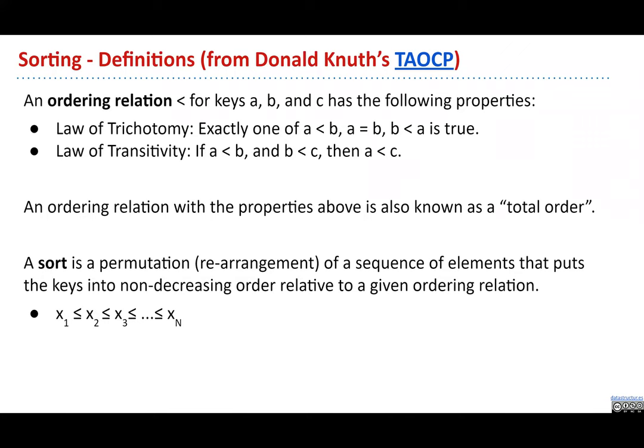And then a sort is a permutation, or a different word for that is a rearrangement, of a sequence of items that puts the keys into non-decreasing order relative to a given relation. So we have x1 is less than or equal to x2, is less than or equal to x3, and so forth. And here, less than or equal to is one of these 2 conditions.